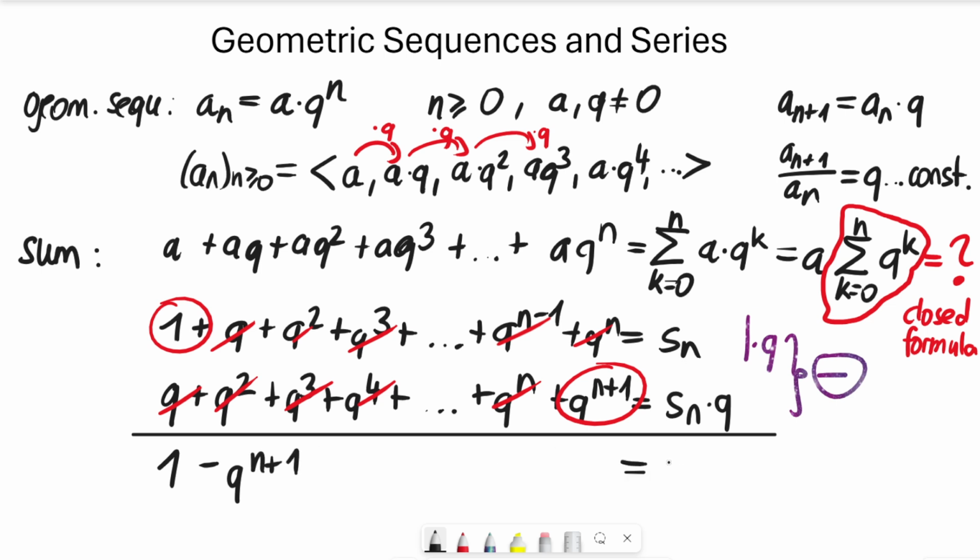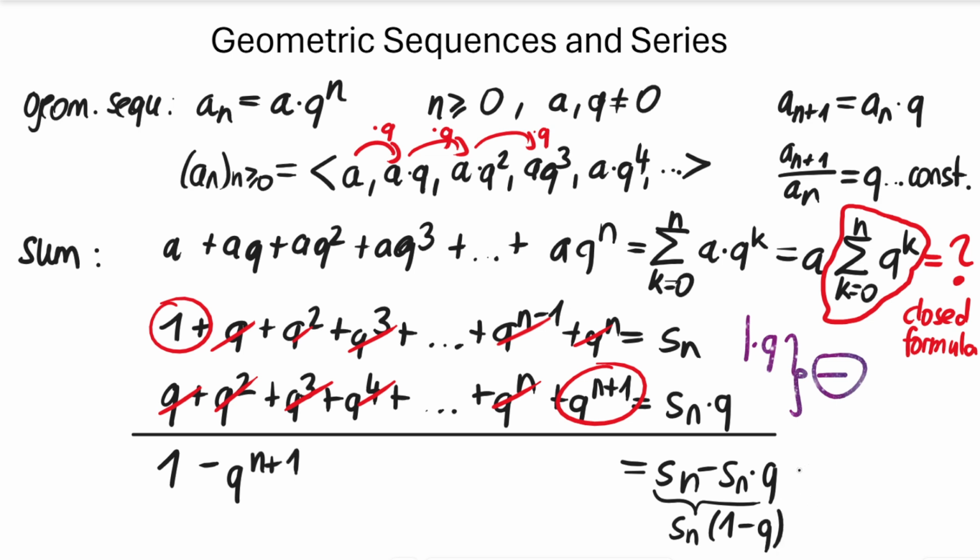On the right side, we then have S_n minus S_n times q, which can simply be written as S_n times (1 minus q). And what do we have? The closed formula for this sum. This is what we wanted. So 1 minus q to the power of n plus 1 on the top divided by 1 minus q on the bottom. Let me see where to delete.